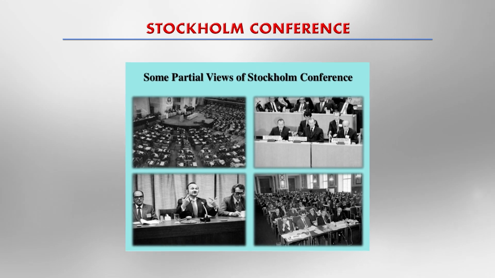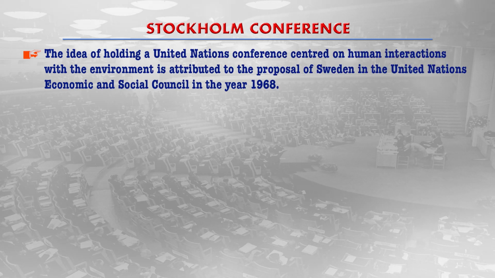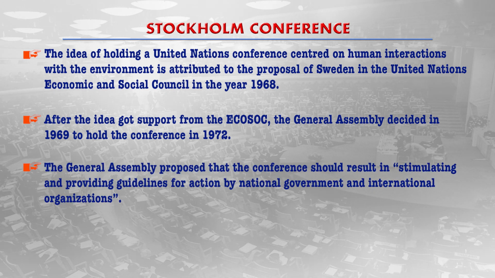The first important international conference on environment was the Stockholm Conference. Now, the idea for this conference was mooted by Sweden in the United Nations Economic and Social Council in the year 68. Once Sweden proposed it to this council in 68, the General Assembly in 1969 decided to hold the conference in 72. This was the first event where all the nations came together, and the General Assembly proposed that this conference should result in stimulating and providing guidelines for action by national governments and international organizations. That means the aim of the conference was to provide some guidelines.